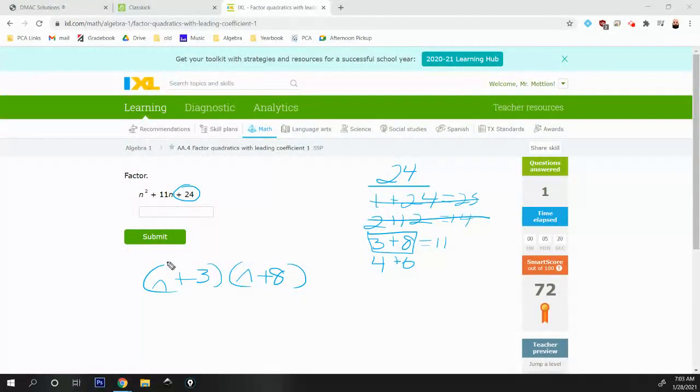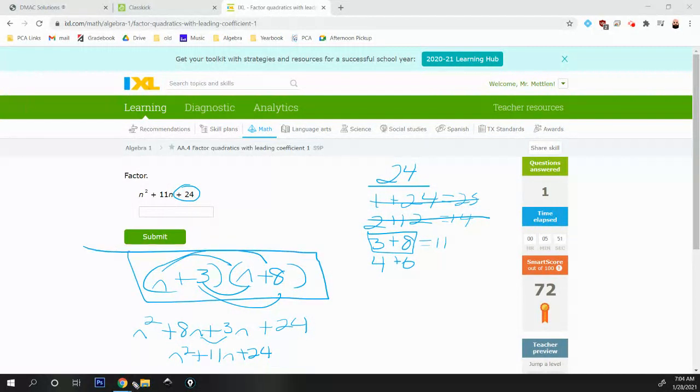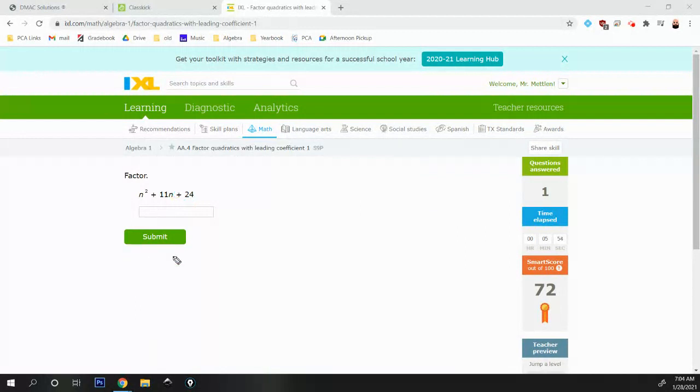If you want to check them, you can distribute like we did in the past. I can do n times 8, that gives me n squared plus 8n. 3 times n would be 3n, and then 3 times 8 would be 24. And these two middle ones will combine, so I have n squared plus 11n plus 24. And if you look, that's what I started with. So I can always check and make sure my factors are right by distributing and seeing if I get my original problem. But this right here, this is my answer, and that's what I'm going to put in the computer.